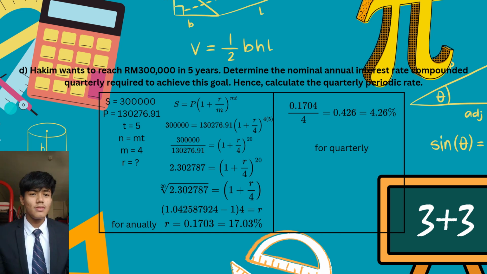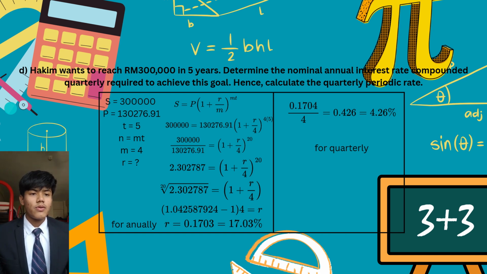Thank you. Last question. Hakim want to reach 300,000 in 5 years. Determine the nominal annual interest rate compound quarterly required to achieve this goal. Hence, calculate the quarterly periodic rate. The formula is S equal to P bracket 1 plus R over M end of bracket powered by MT.